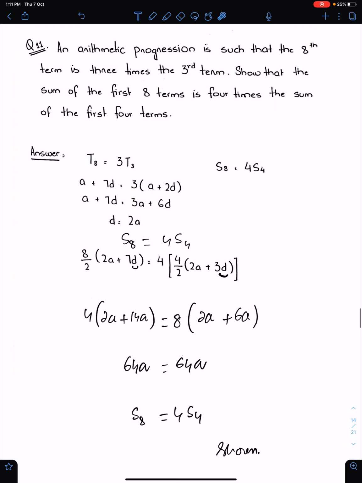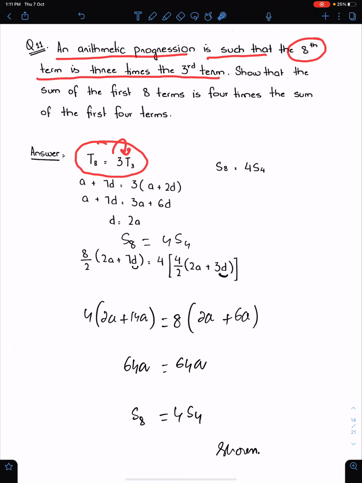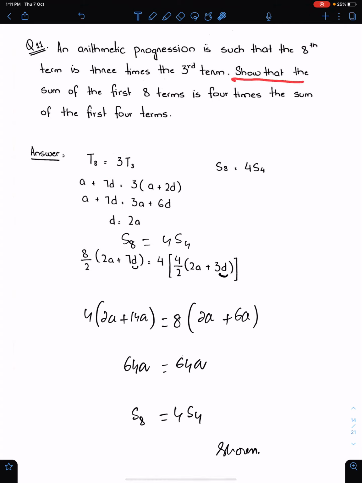Next question. An arithmetic progression is such that the 8th term is 3 times the 3rd term, means T8 is 3 times T3. Show that the sum of the first 8 terms, which is S8, is 4 times the sum of the first 4 terms. We have to show this thing. So with the help of this information, we can get the relation of D in terms of A. T8 is A plus 7D, whereas T3 is A plus 2D. So D is 2A.